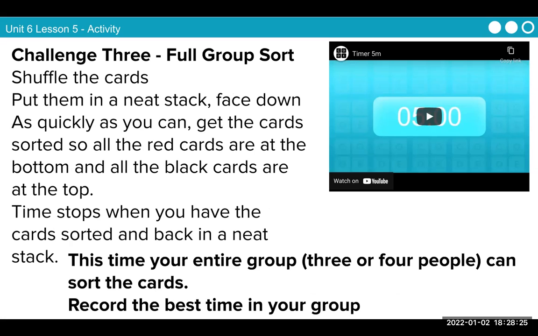Challenge 3, the full group sort. Shuffle the cards again to get them mixed up. Put them in a neat stack face down. Quickly as you can, get the cards sorted so all the red cards are at the bottom and all the black cards are at the top. Time stops when you have the cards sorted and back in a neat stack. This time, your entire group, 3 or 4 people, can sort the cards. Record the best time in your group. Okay? So which one do you think is the fastest time? Is it this group sort or not? I don't know. You tell me.